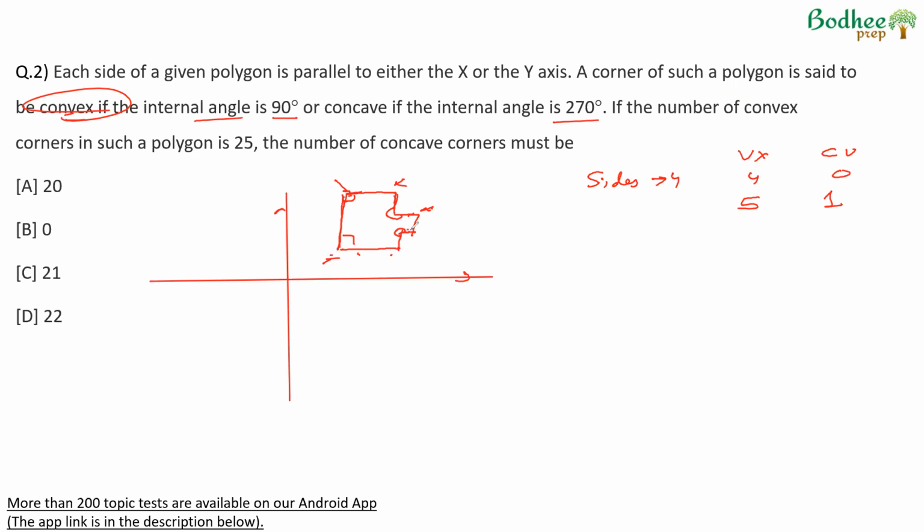1, 2, 3, 4, 5, 6. So convex is 6, concave is 2. As you can see, the difference always remains 4.